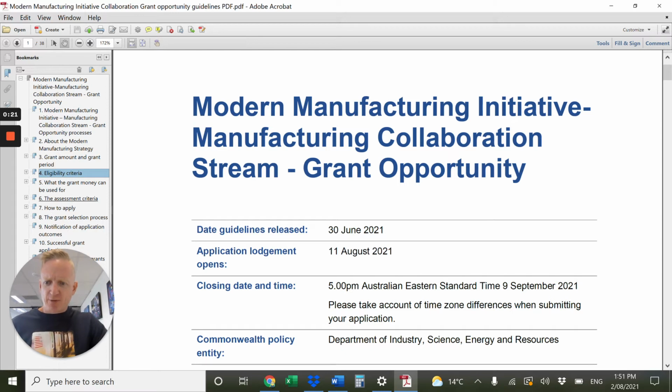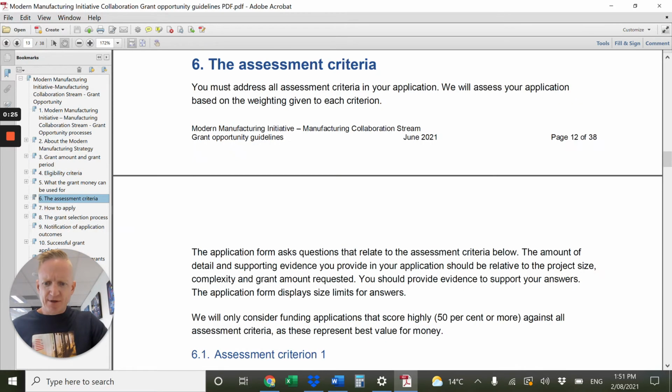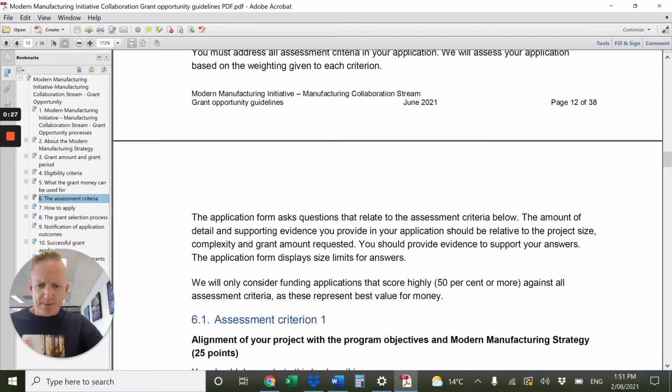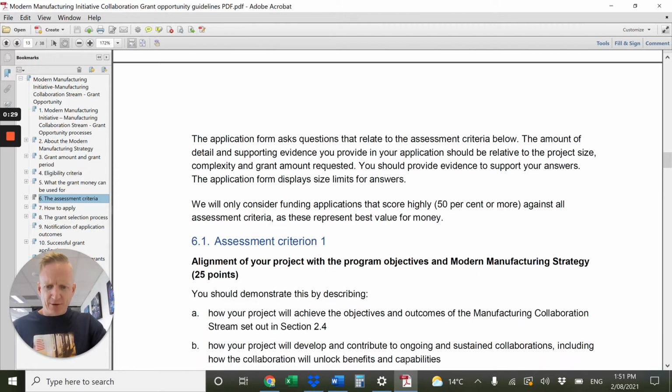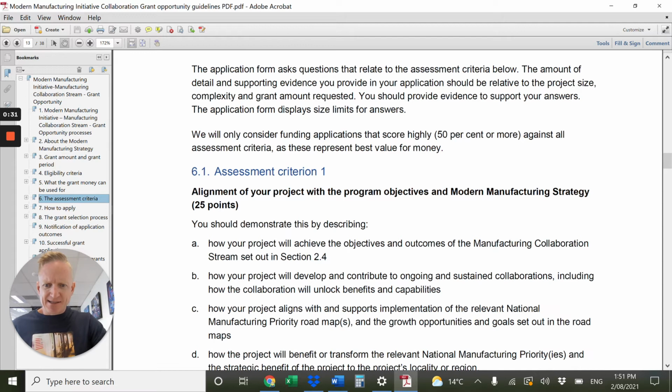The first place I would go to is the assessment criteria. So this is in the guidelines. So have a look at section 6. What I generally do is look at how many criteria there are. In this scenario, there are 4, and they've weighted them all equally at 25 points. So I'll just run you through some of the approaches that I would take.